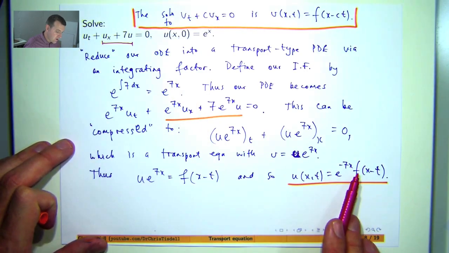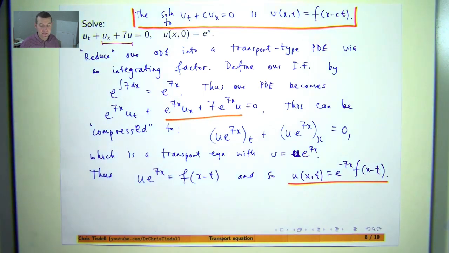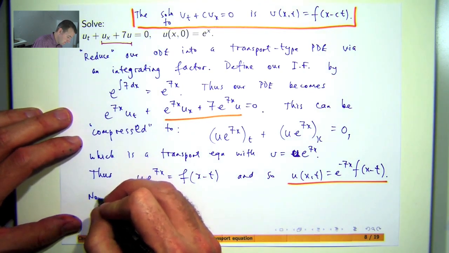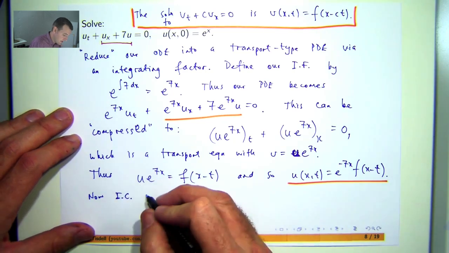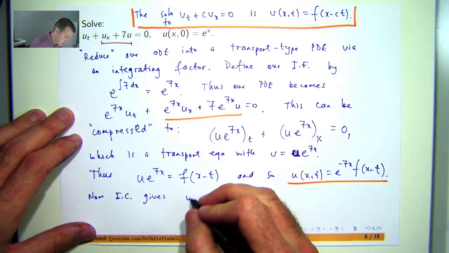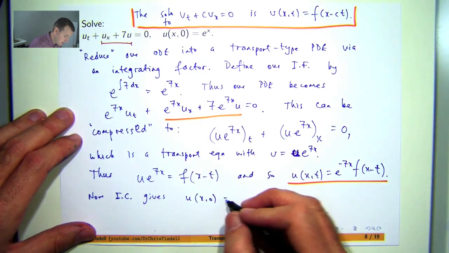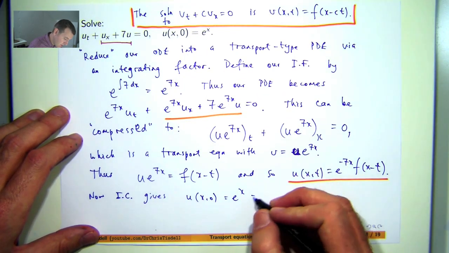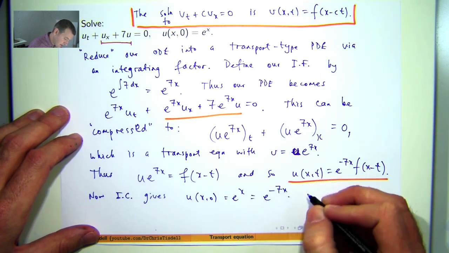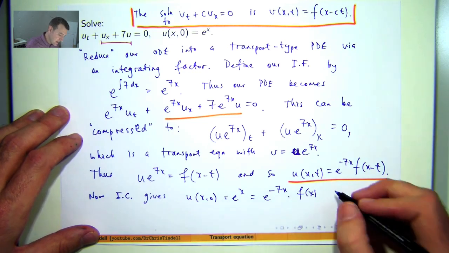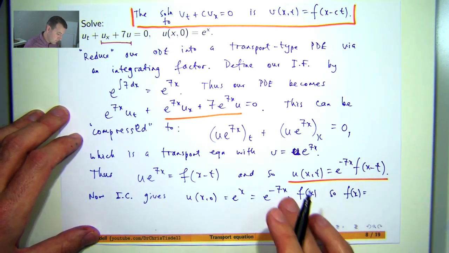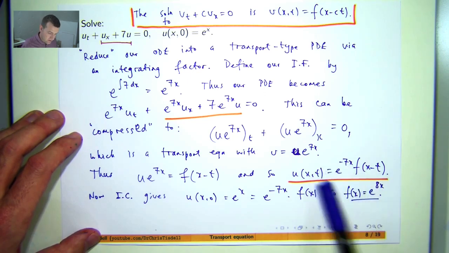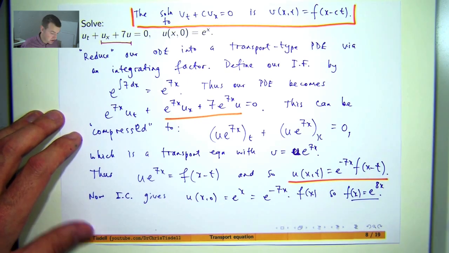So let's refine it a bit and find our arbitrary function f. We have an arbitrary function f here, and we'll get our final solution. Our initial condition, or initial data, gives the following. So u of x, 0: when t equals 0, we get the exponential function. If we go up here and plug in t equals 0, we get e to the negative 7x times f of x. If I rearrange that, I get f of x equals e to the 8x. So let's go back, write our general form with this particular f, and we're finished.